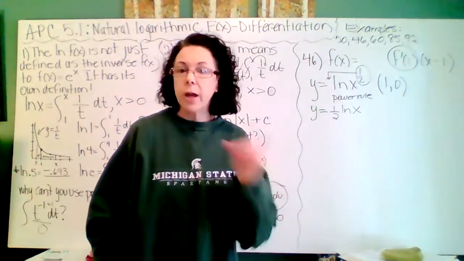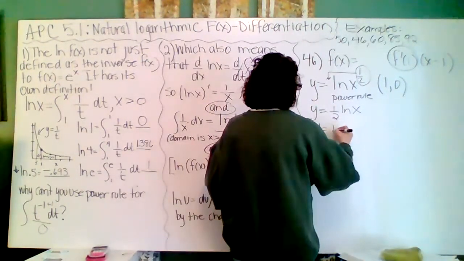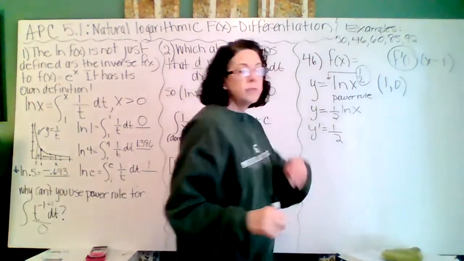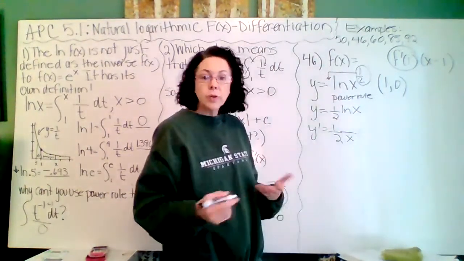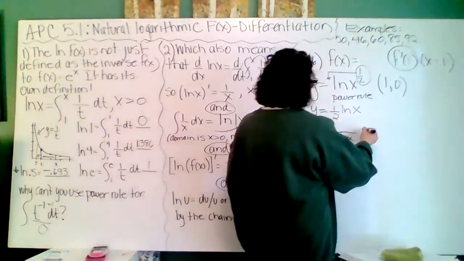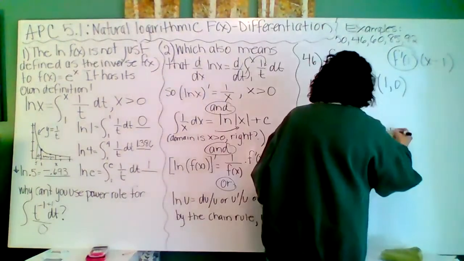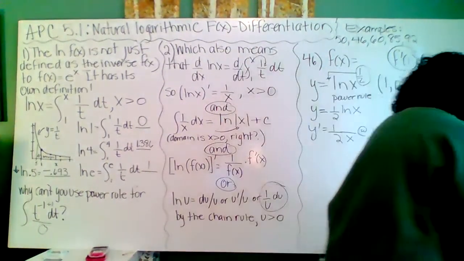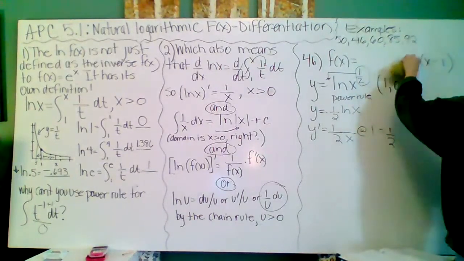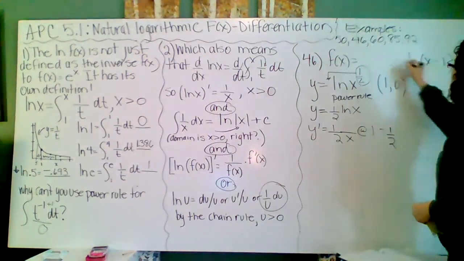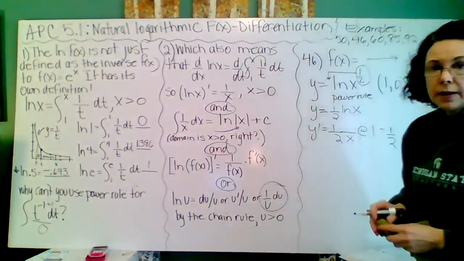Sound familiar? Okay, now I'm going to take the derivative. The derivative would be, I'm going to carry my 1/2. The derivative of the natural log of x is 1 over x. So easy derivative when I use the power rule. I'm going to evaluate that at 1, and I get 1/2. That means this 1/2 goes right here. Okay, 1/2. And there is my final answer for the tangent line, right?